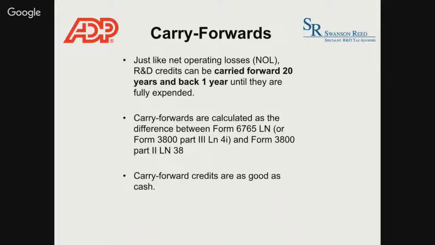Okay, moving on to carry forwards. So just like net operating losses, R&D credits can be carried forward 20 years and back 1 year until they're fully expended. Carry forwards are calculated as the difference between the credit calculated at Form 6765, which is the Federal Research and Development Claim Form, and then Form 3800 Part 2, Line 38, which is where you would claim what you want to use in that year. So carry forwards are as good as cash. A lot of people like to have it all up front, but if you can't use it now because you've earned such a large credit, lucky you, because you will have it for future years.